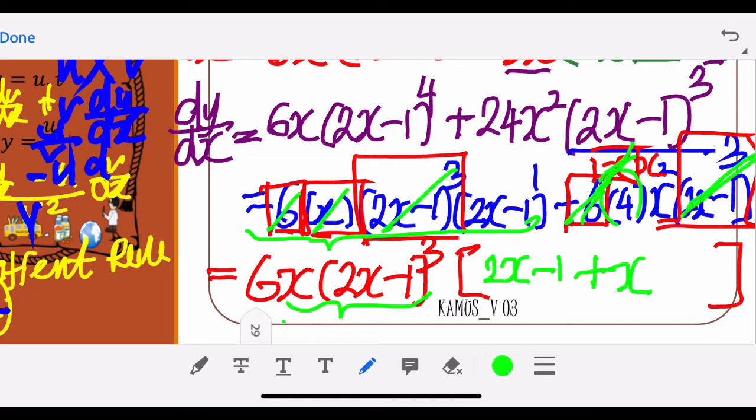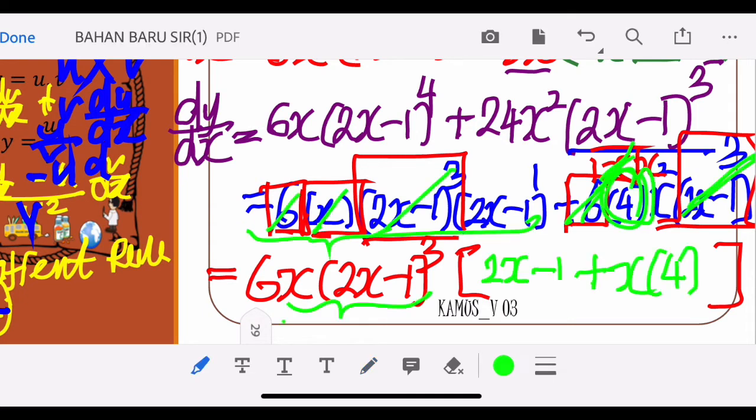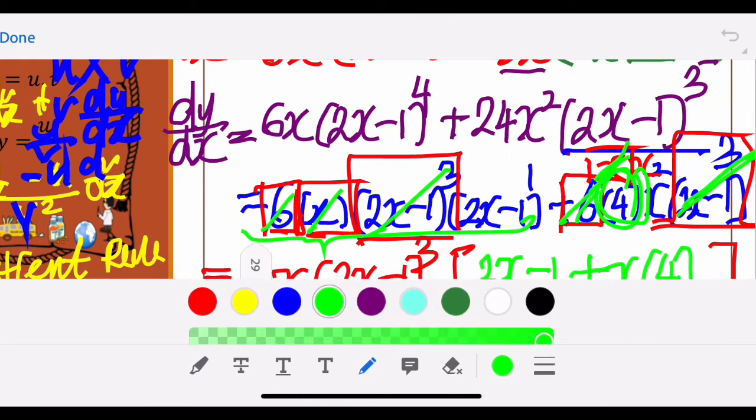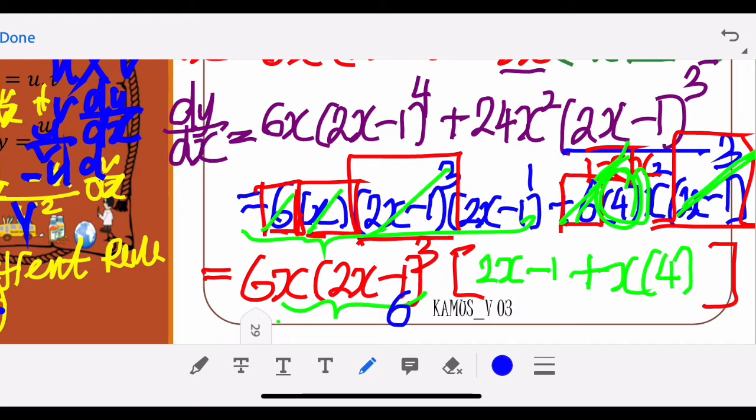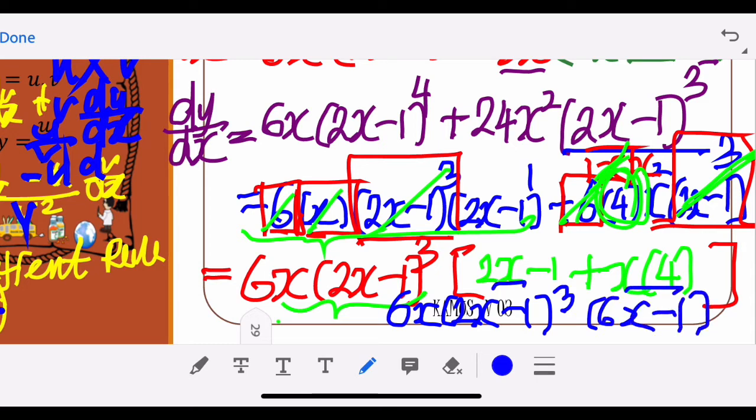We have 4, right? We have 4x. Don't forget there is a 4. Okay, so finally, the answer that you should write must be 6. Okay, let's write properly. The answer should be 6x, 2x minus 1 power 3. Okay, 4x and 2x will be 6x minus 1. Okay, this is so-called the most simplest answer.